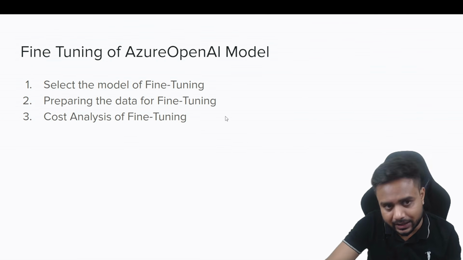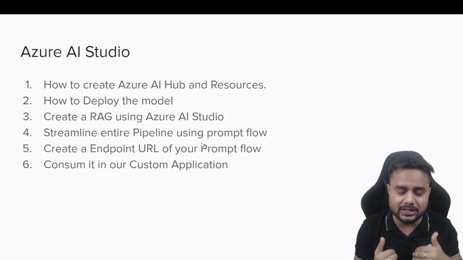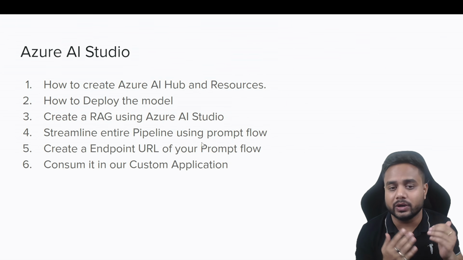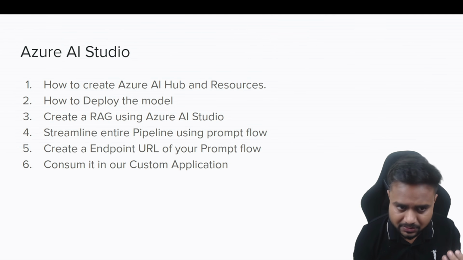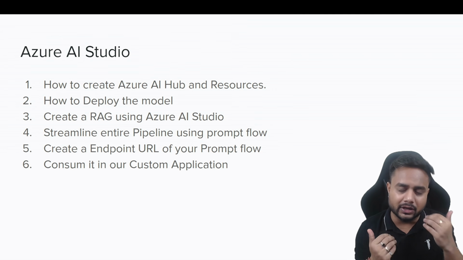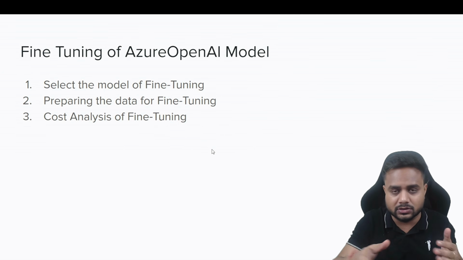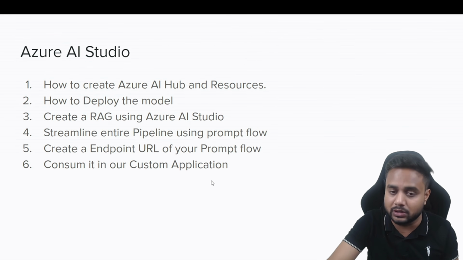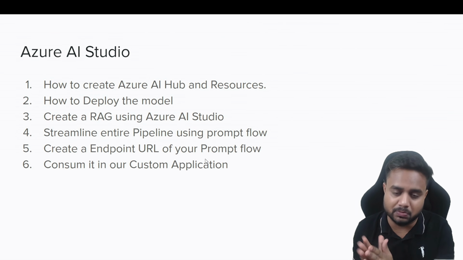Now, at the end, I will discuss Azure AI Studio. So, guys, this is a very important thing, Azure AI Studio. First, we'll see how you can create the Azure AI Hub and the resources. We'll try to deploy the various models over here. And then I will create our custom RAG application. Before this I was talking about the fine-tuning. Now, after the fine-tuning, I'll be discussing the RAG. So we'll create our own complete pipeline using prompt flow.